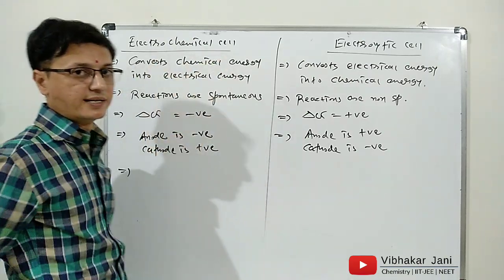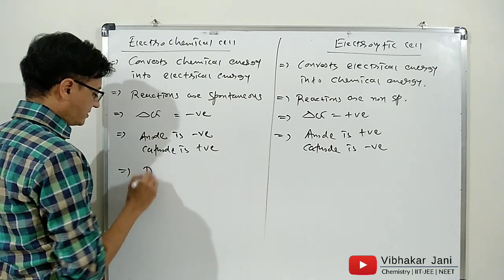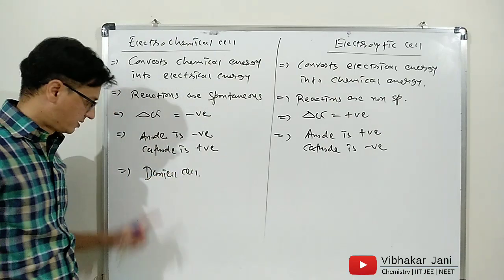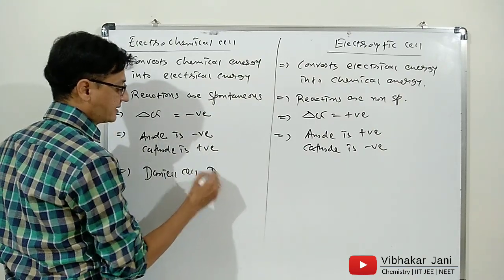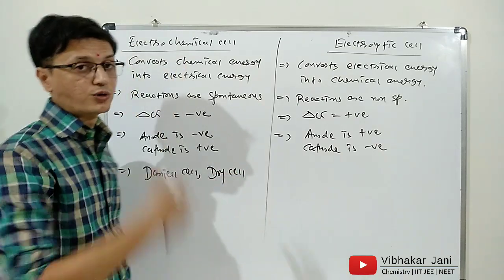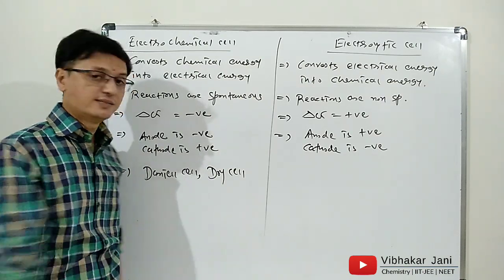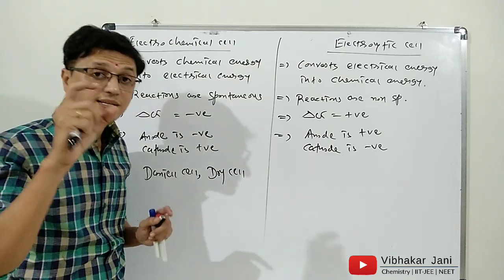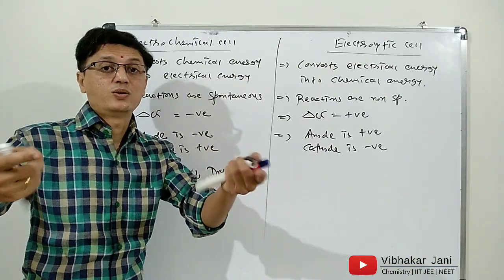Now let us take some examples so that you can easily understand what is the major difference between electrochemical and electrolytic cell. The first example is Daniell cell. We are going to discuss this cell after some time. Then dry cell, the cell which is used in our wall clock or some toys or torch. These are dry cells. TV remote also contains dry cells. That means these are the electrochemical cells which produce electricity on their own.